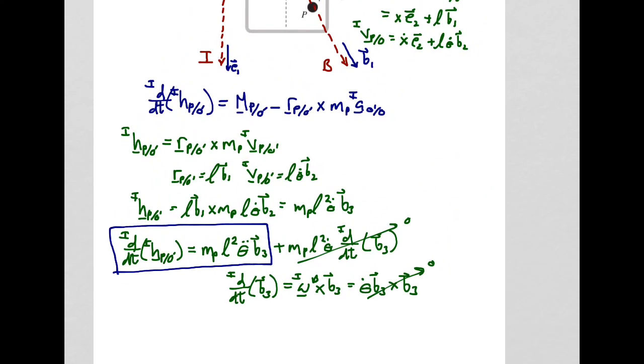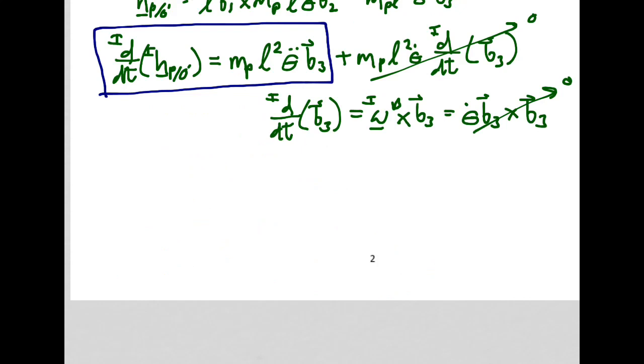Alright, so there's our left-hand side. So let's calculate the right-hand side, which means that we need to come up with an expression for the moment about point O prime, which is moving, and then our inertial moment. Let's tackle our moment first.